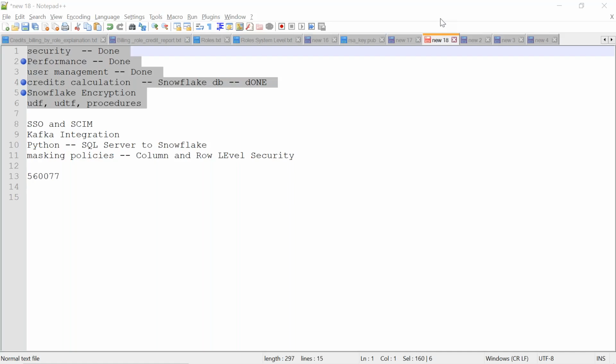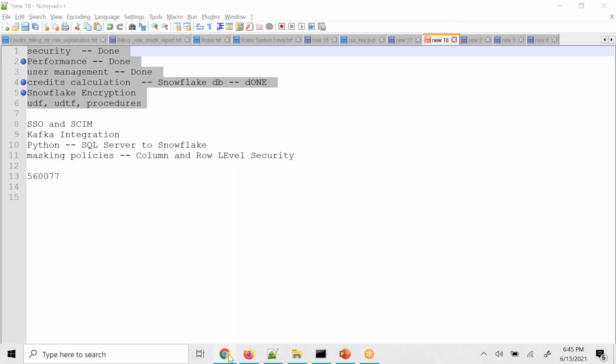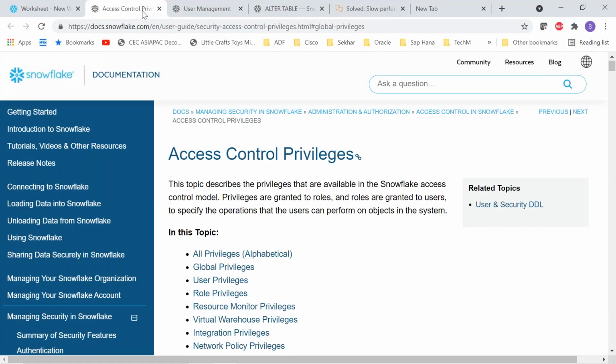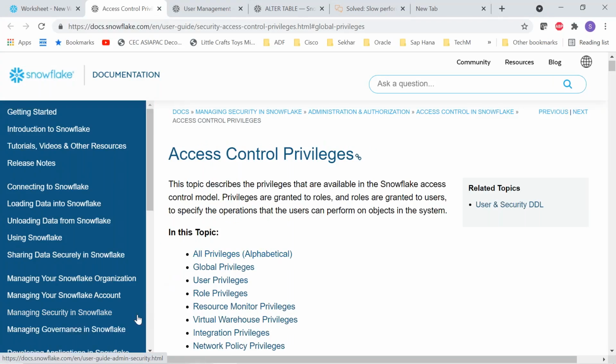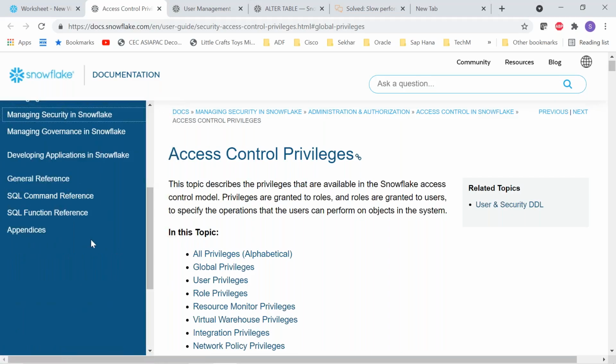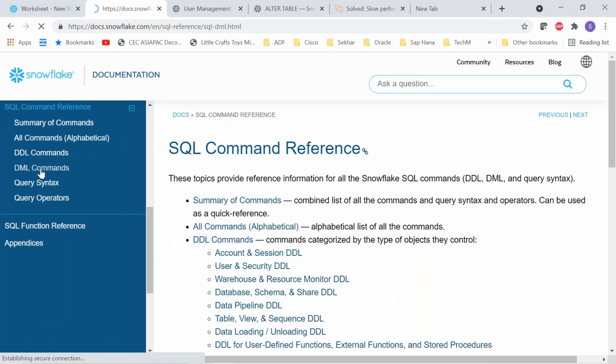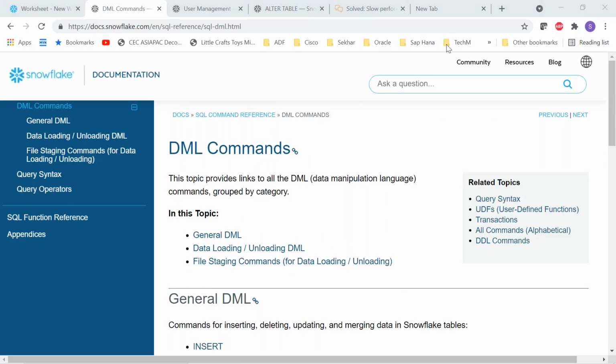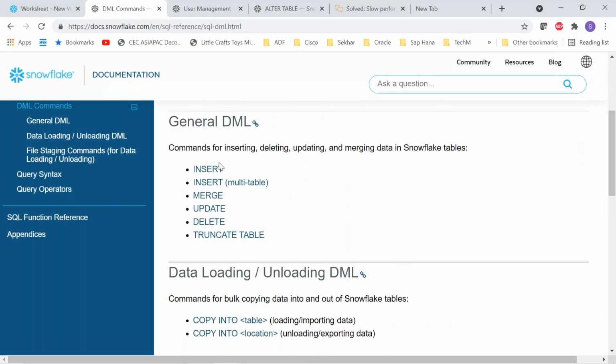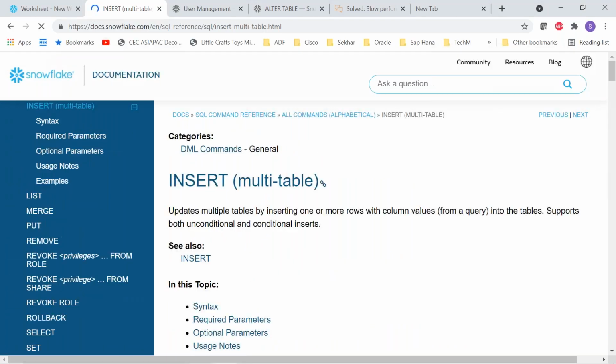Multi-insert. When you look at the Snowflake documentation, the biggest problem is I cannot give you all the details about the entire documentation. That is part of the SQL. If you go down and look at the SQL command reference, DML commands, multi-insert means you have data and you are trying to insert one particular data set into multiple tables. That is called multi-insert. If you look at the insert command reference, you have to look into multi-table. This is the one.